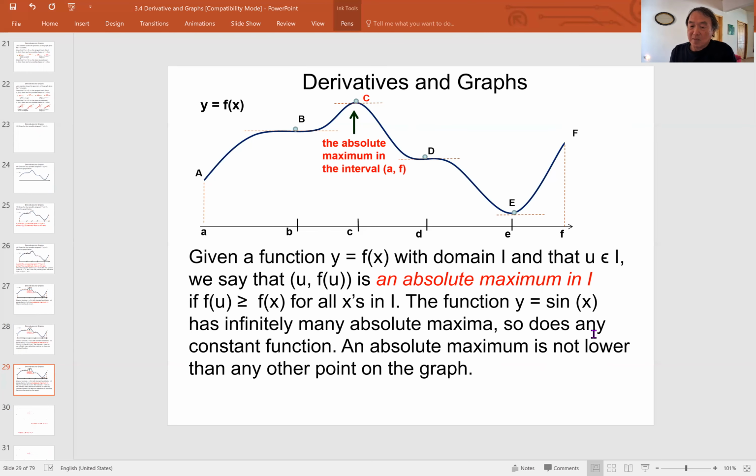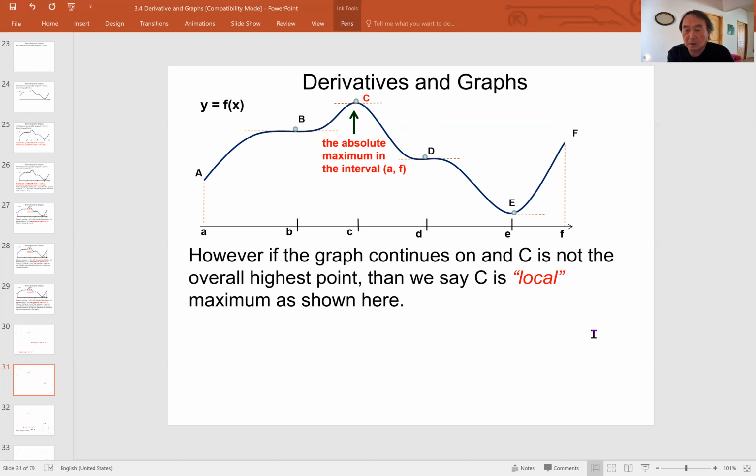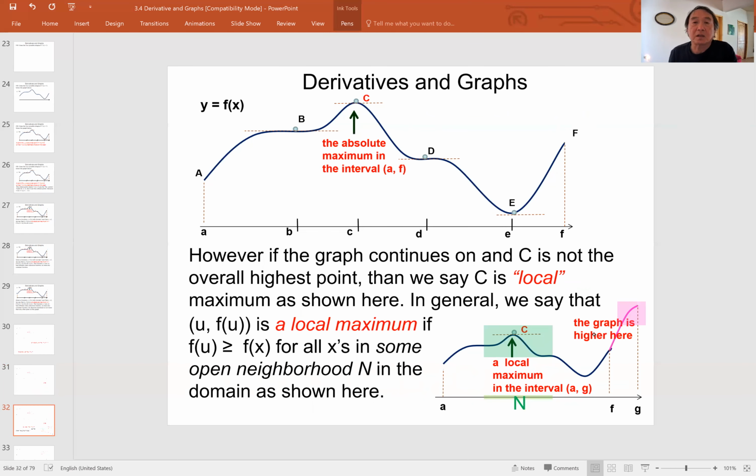You can have infinitely many absolute maxima, like the sine of x. The idea of absolute maximum or minimum really depends on what the domain is. From here, C is the highest point. But if this is part of a bigger function, then somewhere else could be higher, so it's not the absolute maximum anymore. In that case, we call this a local maximum.